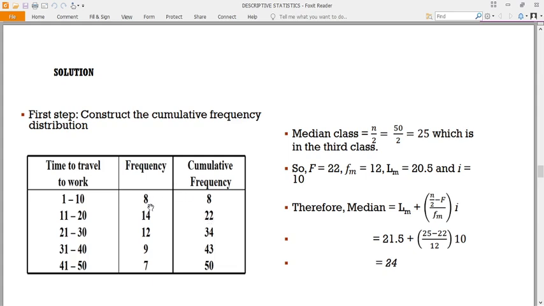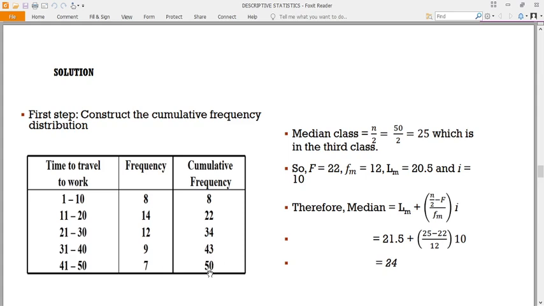So we start with 8. Then to get the next, we say 8 plus 14, that gives us 22. Then to get the next term, we add 22 to 12, giving us 34. Then we add 34 to 9, giving us 43. Then 43 plus 7 gives us 50.